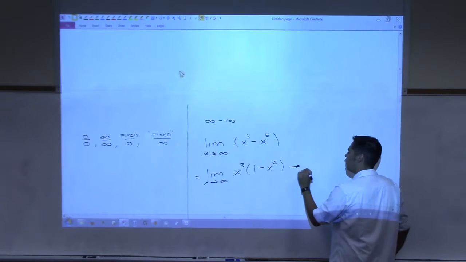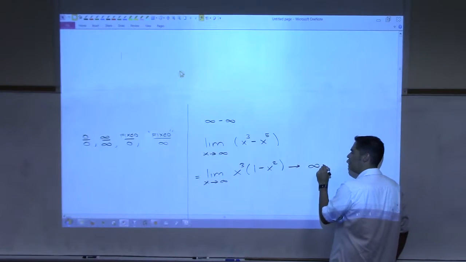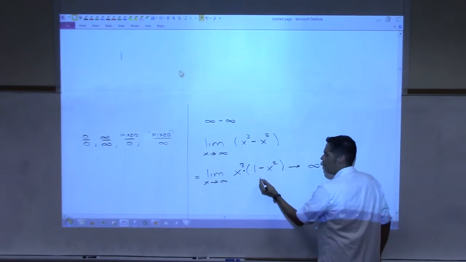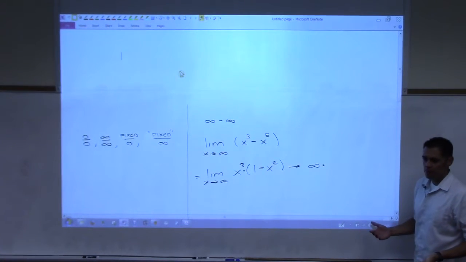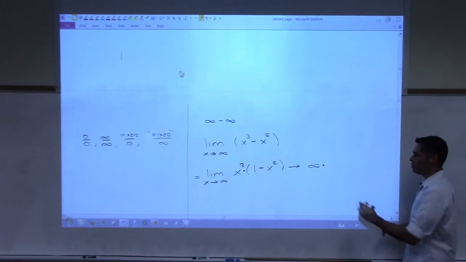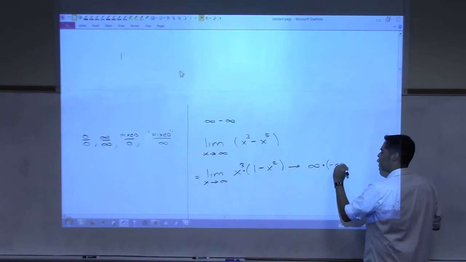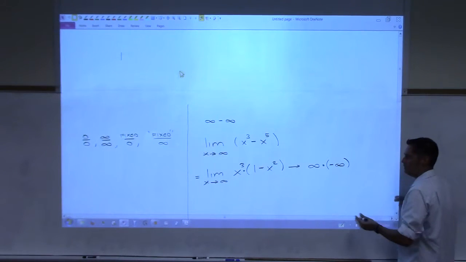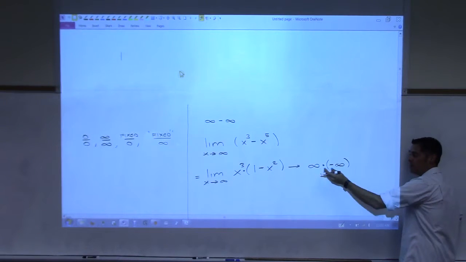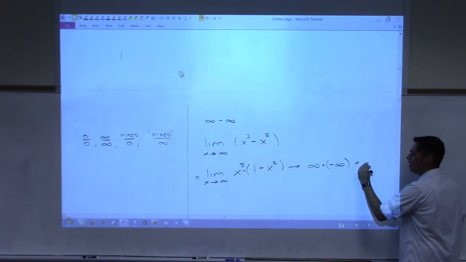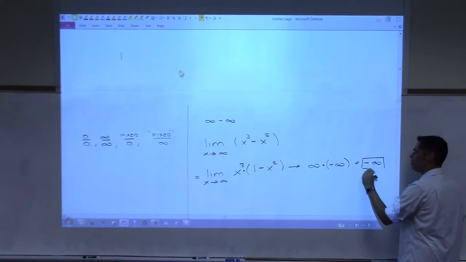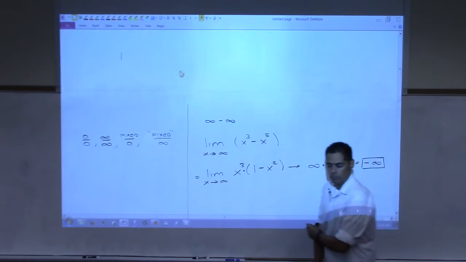So this has the form of infinity times, because this is multiplication. And then 1 take away a huge number, 1 minus a huge number should be a huge negative number. So negative infinity. And now if you multiply a very big positive number times a very big negative number, you're going to get a very big negative number. So your answer is negative infinity. And we're done. That's it.